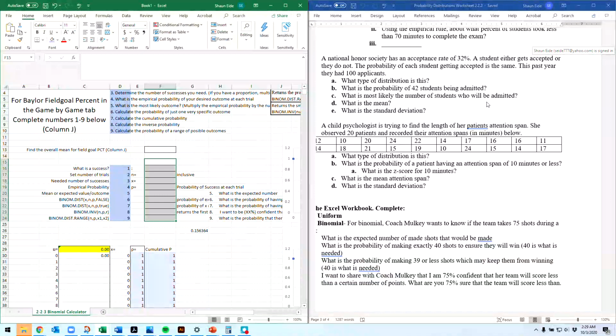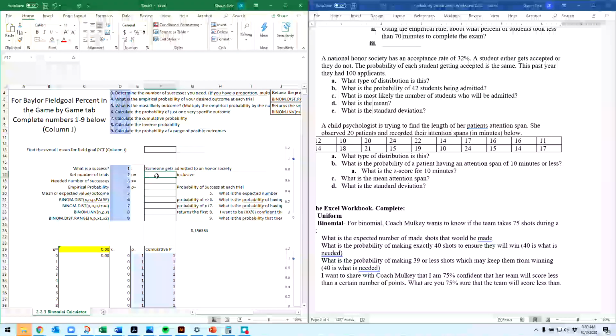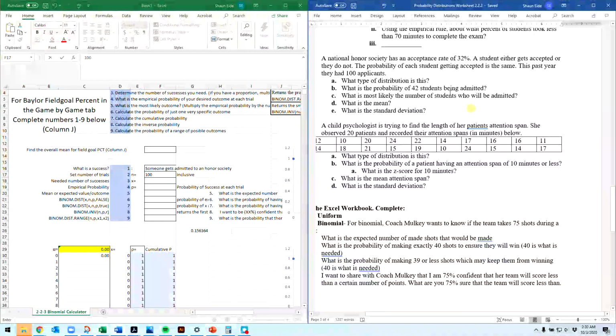So what we're looking at is an acceptance rate of 32%. So what is a success? A success is someone gets admitted to an honor society. Okay, so the number of trials is 100. So we've got 100 right here.